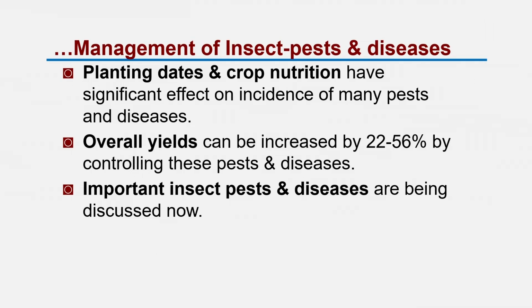Planting dates and crop nutrition have significant effect on incidence of many pests and diseases. Means we can escape the incidence of insect pests and diseases by manipulating the time of sowing. Overall, yields can be increased by 22 to 56% by controlling these pests and diseases. Important insect pests and diseases are being discussed now.